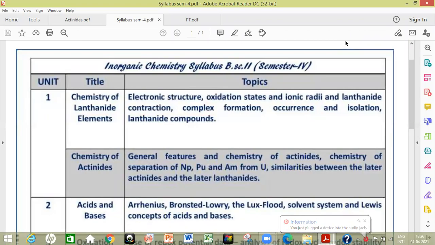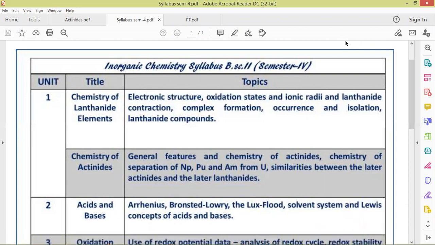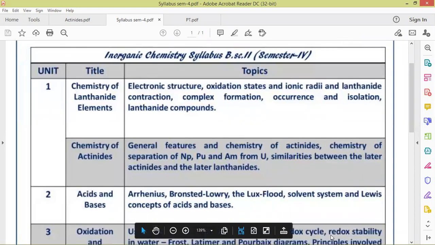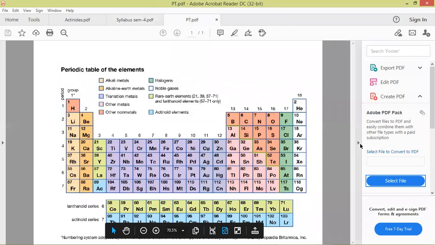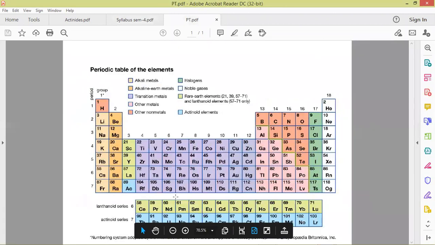So with this video, we're starting with our second part of first unit, that is chemistry of actinides. In this particular video, we'll be discussing general features and the physical properties of actinides. So let's get to the periodic table first. So this is the periodic table. Here you can see that actinides are at the bottom of the periodic table. This is part of the seventh period.